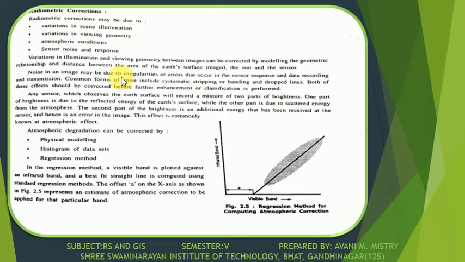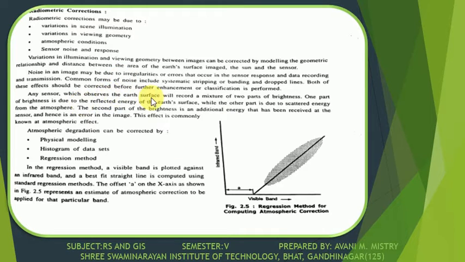That means variation comes from what? Variation in the illumination and viewing geometry between the images can be corrected by modeling the geometric relationships and distances. Whatever geometric modeling you do, you can use it to correct. And distances between the area of the Earth's surface that is imaged, and the sun and the sensor. Noise in an image may be due to irregularities or errors that occur in the sensor response and data recording and transmission. Common forms of noise include systematic striping and banding and dropped lines. Both of these effects should be corrected before further enhancement and classification is performed.